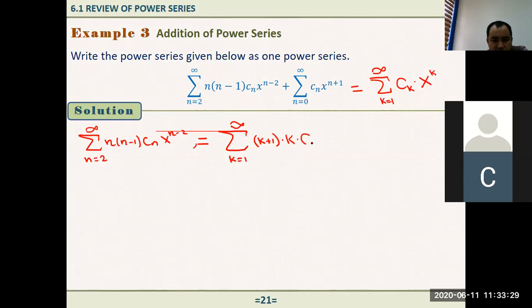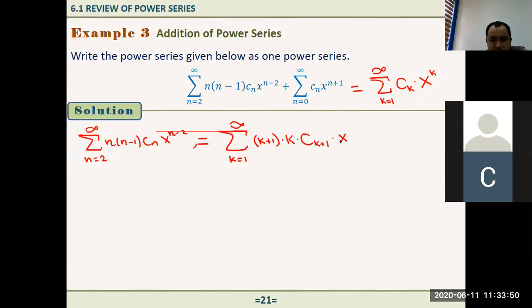So here we have c, right? And here we have k. When n equals 2, this is equal to 2. So this is starting with 2. So when k equals 1, it should be k plus 1. As you see here, the first term, when k equals 1, is 2. Here we have 1 times 2.